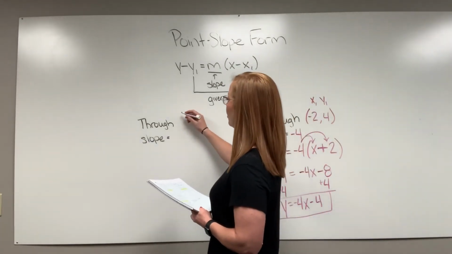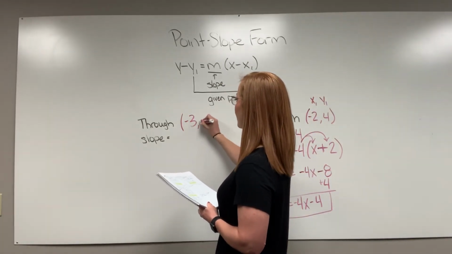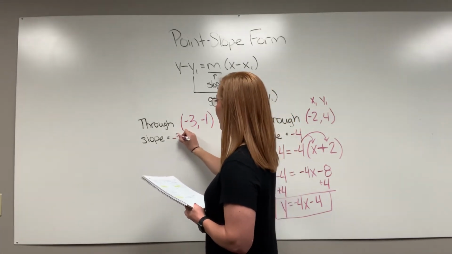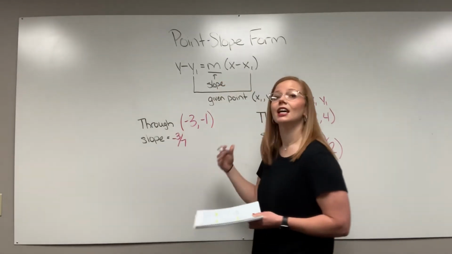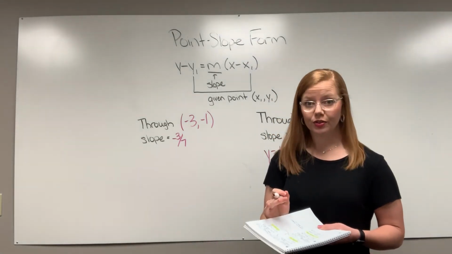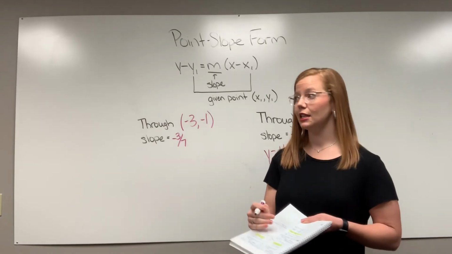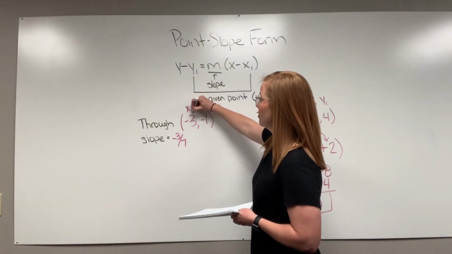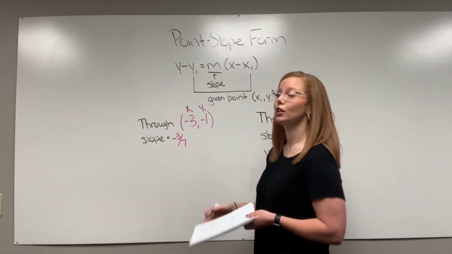So it's going to go through the point (-3, -1) with a slope of -3/7. Guys, on something like this that has so many negative signs, be careful. Take your time. Make sure you don't make any silly mistakes. So step 1, label your x1, y1.